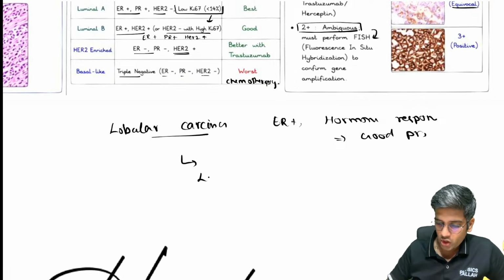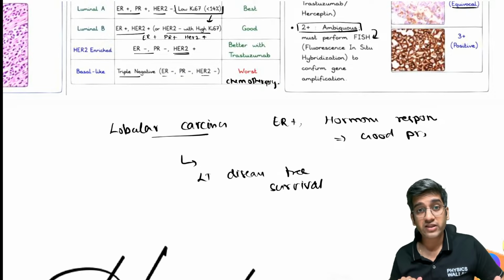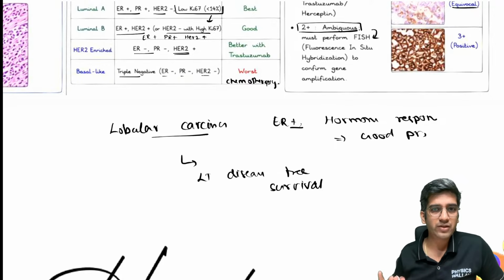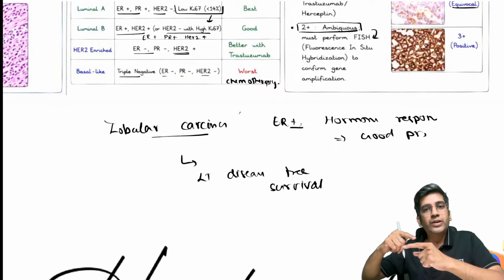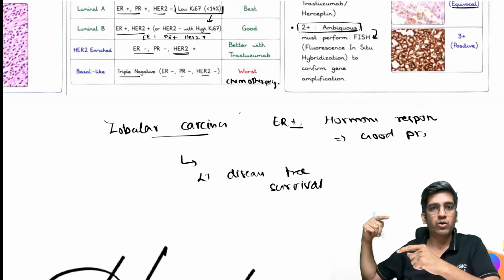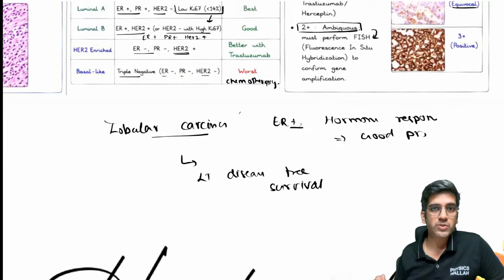There is something called long-term disease-free survival. For every cancer, we have two parameters: one is 5-year survival, then long-term disease-free survival. 5-year survival is amazing for lobular carcinoma because it's early. I can give hormonal therapy, and they respond very well. But over a period of time, when they start spreading outside, going to the lymph node, going to the ovaries, prognosis drops. Long-term disease-free survival is less for lobular carcinoma, but the short-term 5-year survival is very, very good.